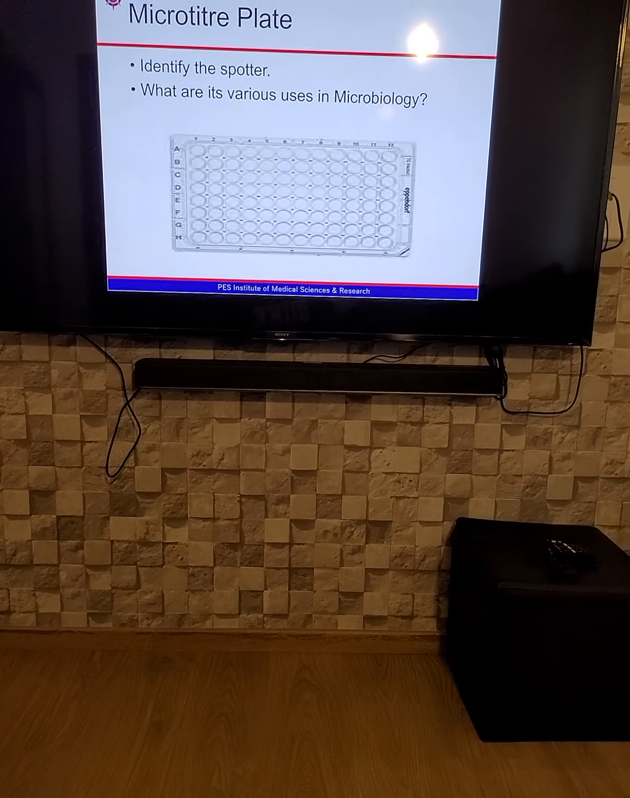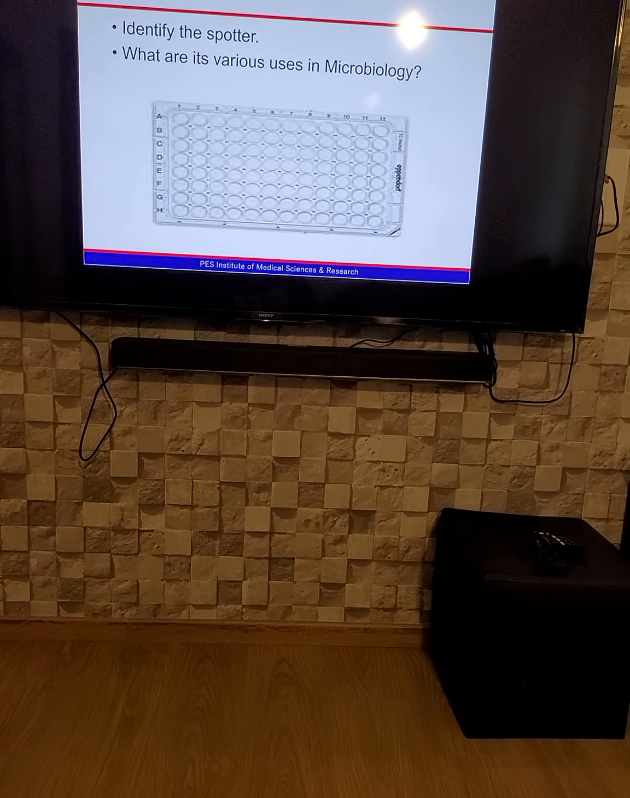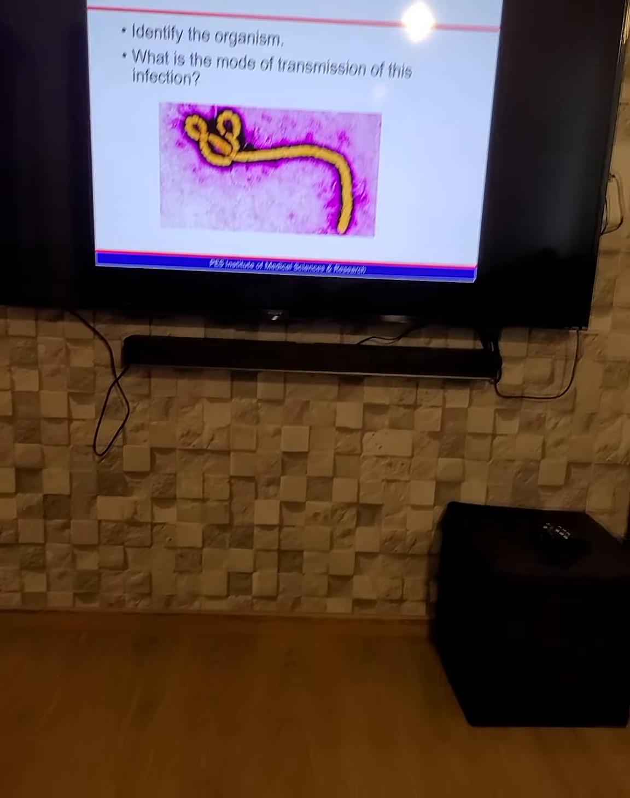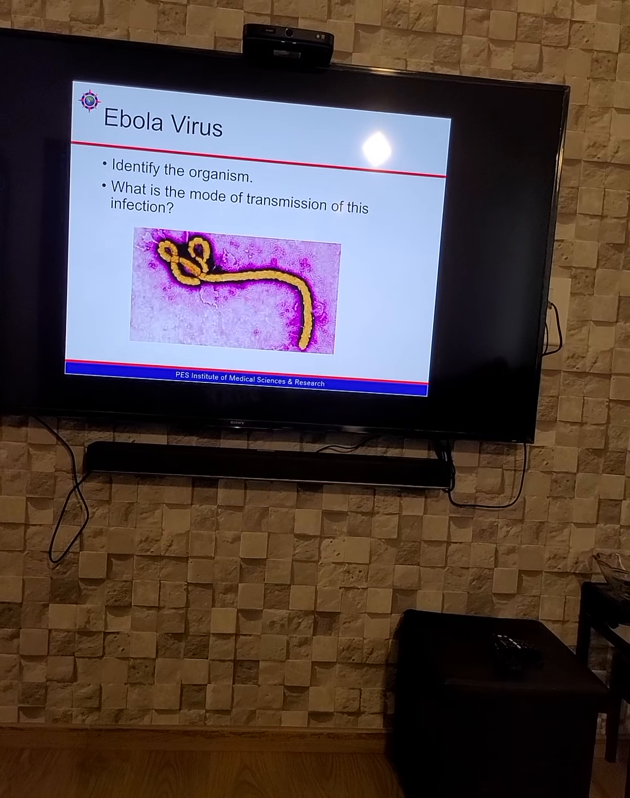Microtiter plate used for hemagglutination inhibition test. This is Ebola virus.